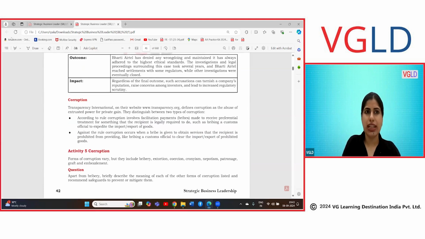So these are certain terms relating to bribery, as part of corruption. Forms of corruption vary, but they include bribery, extortion, coercion, cronyism, nepotism, patronage, graft, and embezzlement. These are the certain forms. Bribery we have already discussed. Now next is extortion.